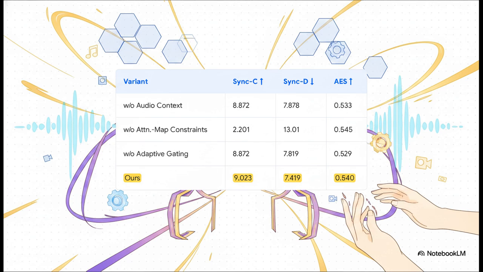Next, let's check the audio module. It's the same story here. Every single piece of their gated local context attention system is doing important work. If you take away the attention map constraints, for example, the lip sync confidence score just tanks. If you remove the adaptive gating, the overall aesthetic quality suffers. It really shows that all three parts have to work together to get those clean, well-synced results.